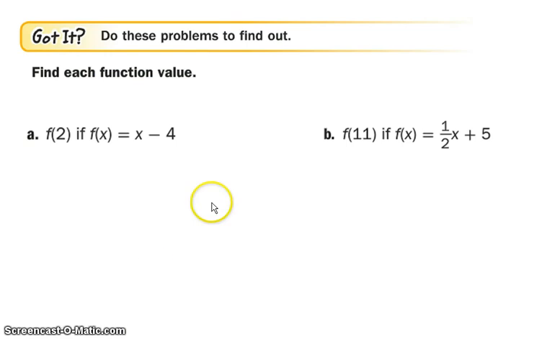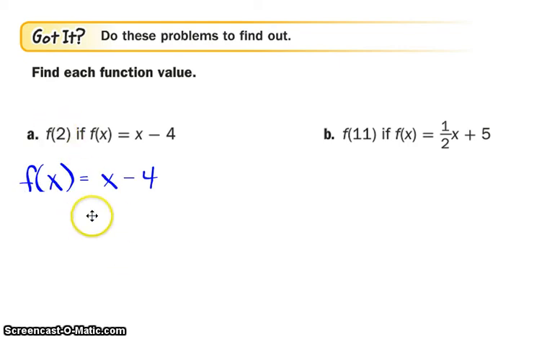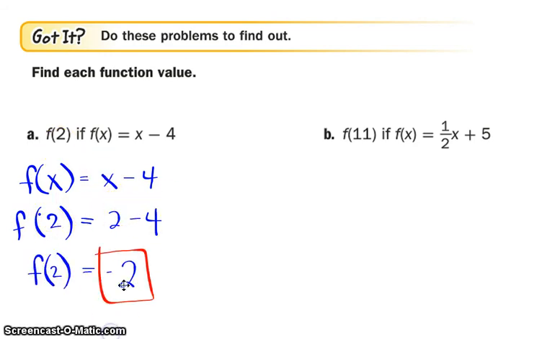Alright, why don't you go ahead and pause the video and try these two practice problems. Okay, so if we look at the first one, here's your function. They want us to substitute 2 in for our x. So if x is 2, we're going to plug in a 2 here. 2 minus 4 is negative 2. So your value of this function, if x is 2, is negative 2.